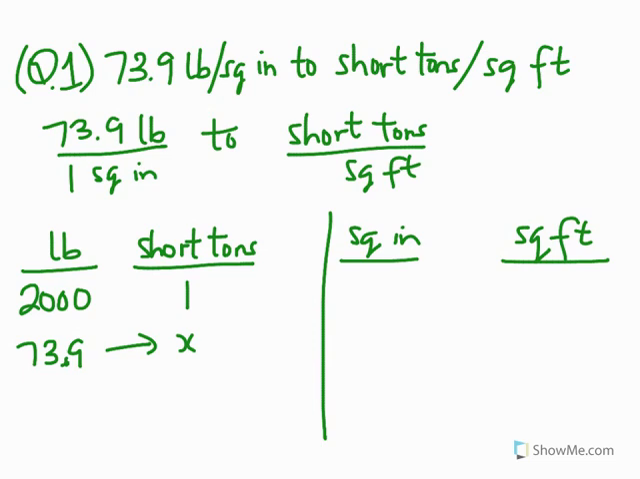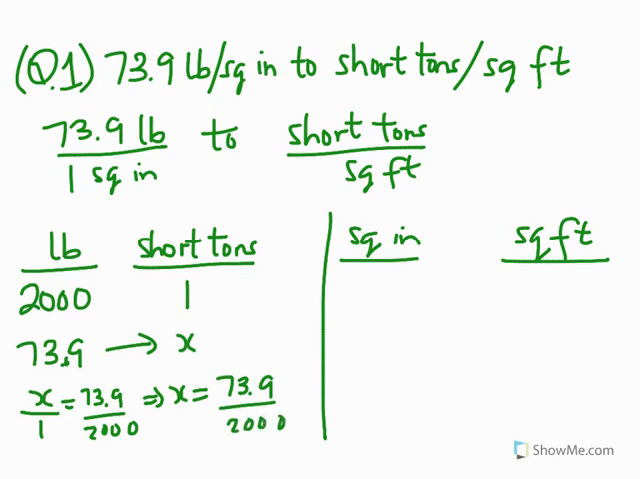Okay, now, but let me just make it easier for me. I'll just use X over 1 equal to 73.9 over 2,000. So this means that X is what? Because X over 1 means X. 73.9 over 2,000. Now, I don't want to divide it now, so that I don't run into approximation errors. I just leave it like this. I know that this is my short ton.